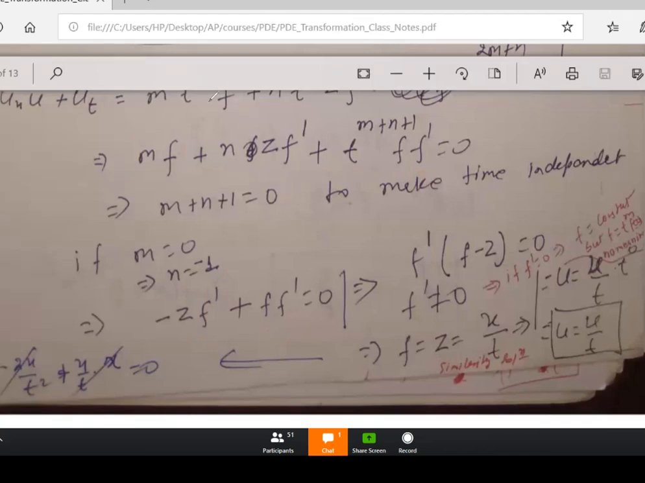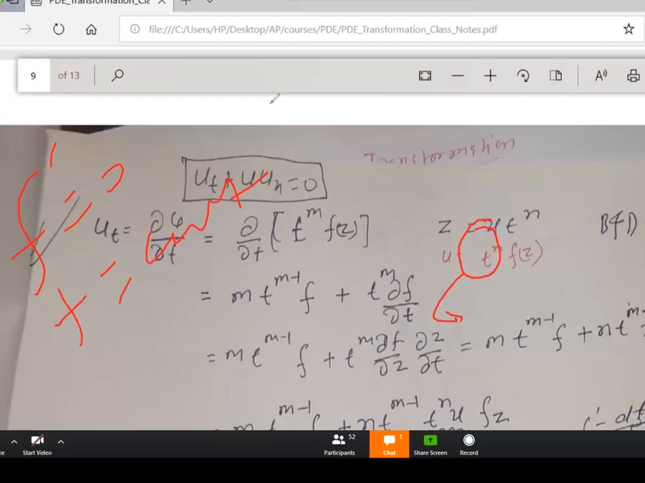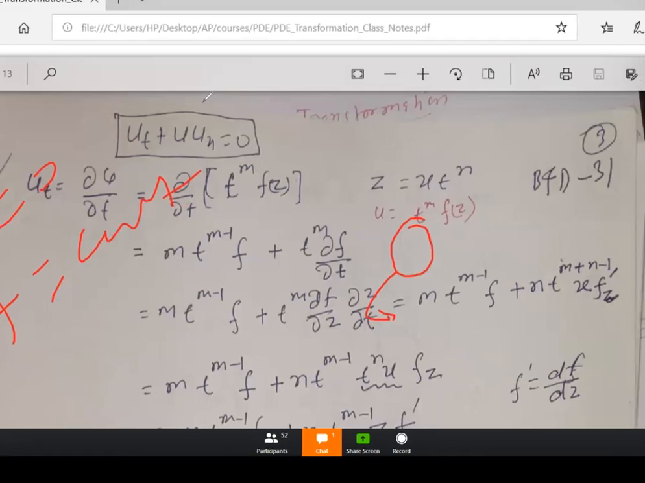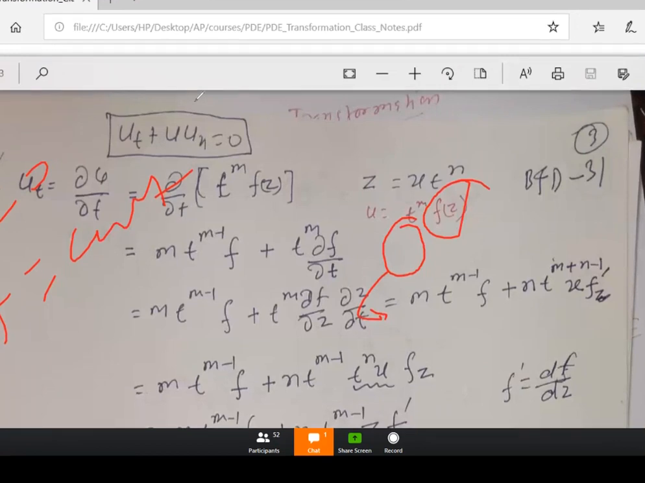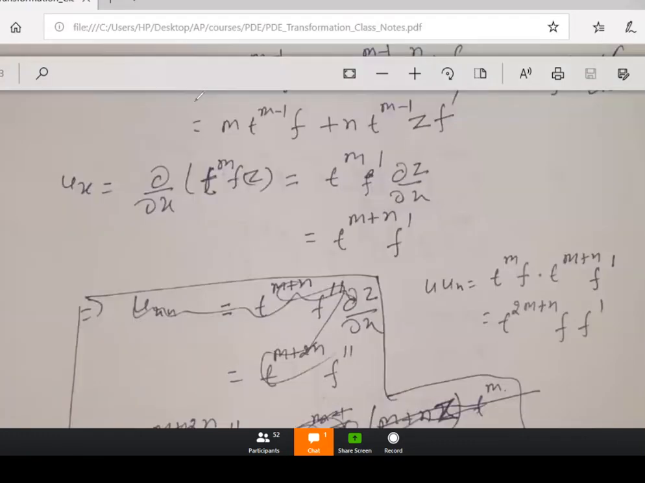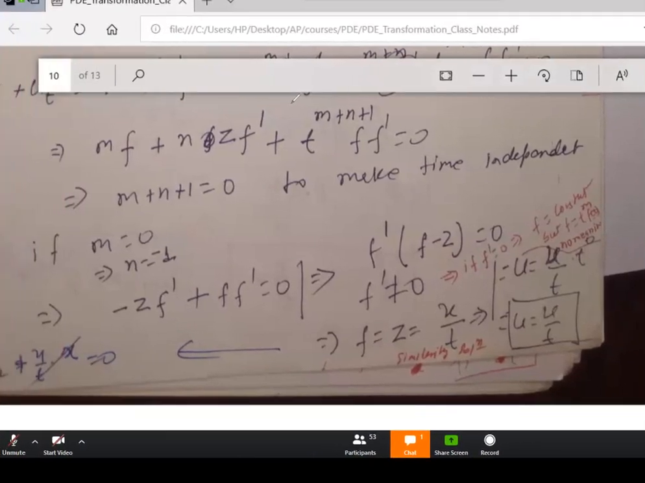Now this f prime cannot be 0, because if f prime is equal to 0, it means f is equal to constant. But we don't want this. We don't want the solution where f(z) is constant. Therefore this should be 0. So f is equal to z.